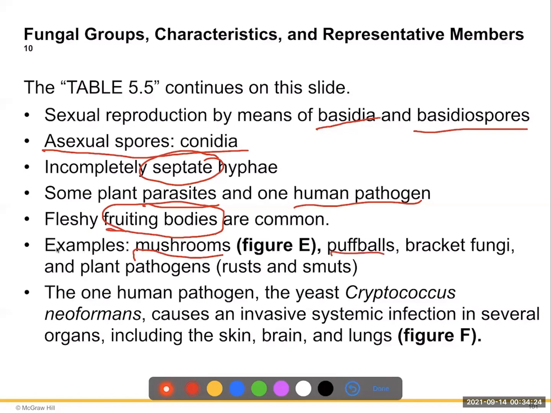An example of this group is mushrooms. Okay, mushrooms, puffballs, bracket fungi, and plant pathogens, rusts and smuts, which affect the crops. The one human pathogen called Cryptococcus neoformans causes invasive systemic infections in several organs, including the skin, the brain, and the lungs.